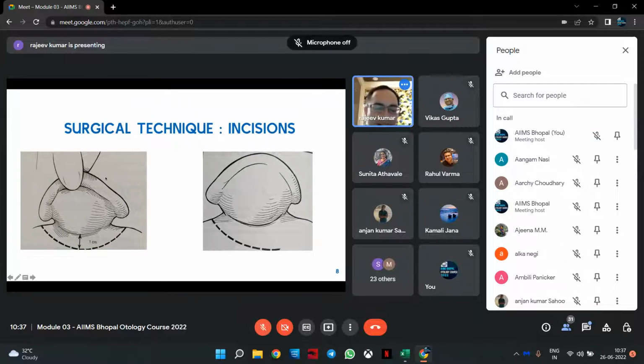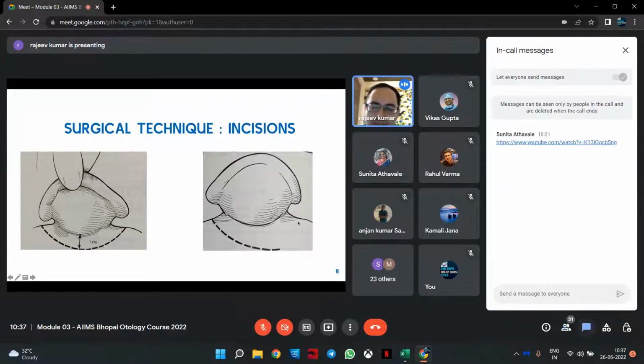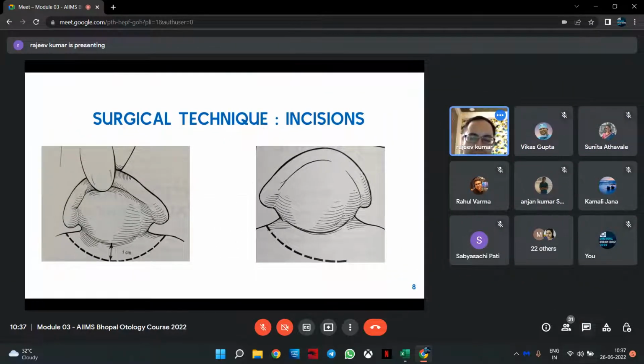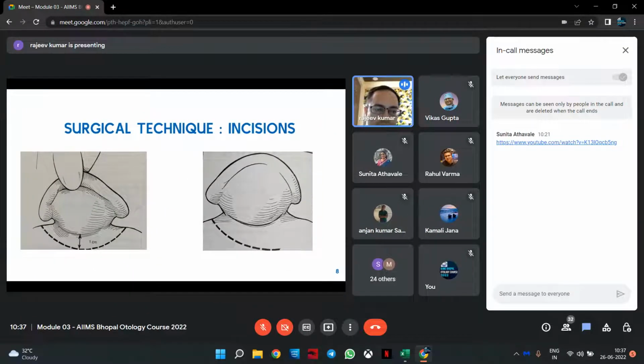So this is a standard post-auricular incision, 1 centimeter behind the post-auricular sulcus for all standard cases. But when we go to the pediatric cases, we have to come lateral, as ma'am told that the mastoid tip is not well developed and the facial nerve is superficial. So we don't go towards the mastoid tip, to avoid injury to the facial nerve exiting from the stylomastoid foramen.